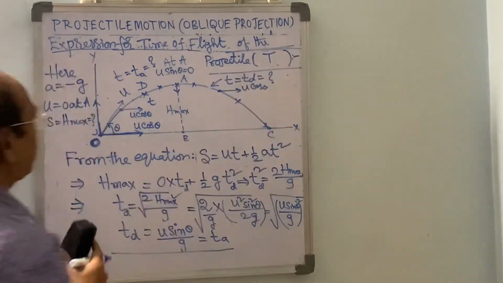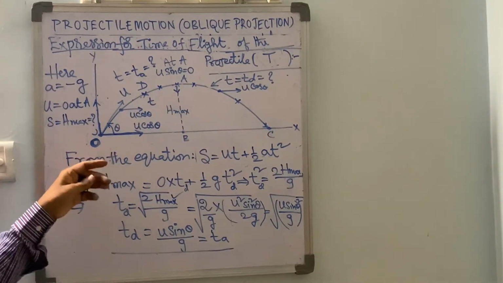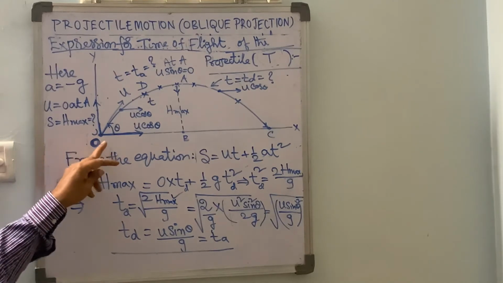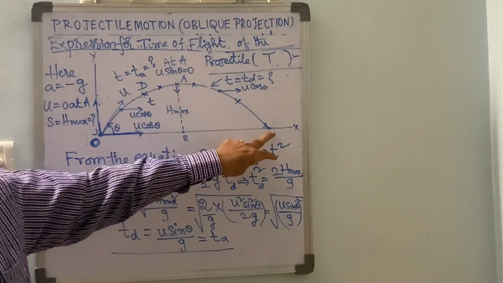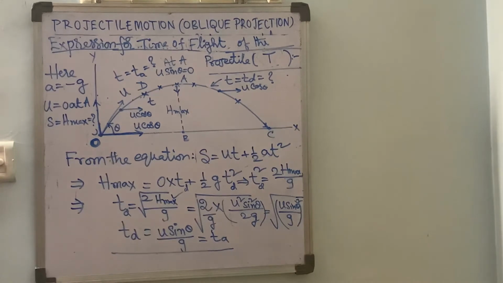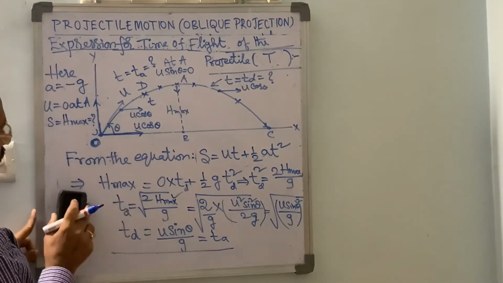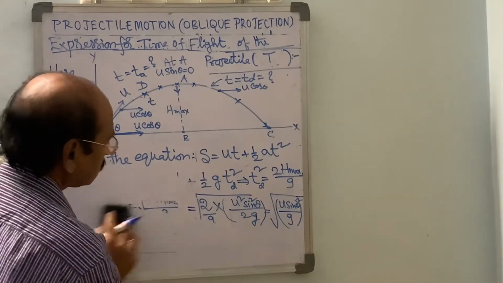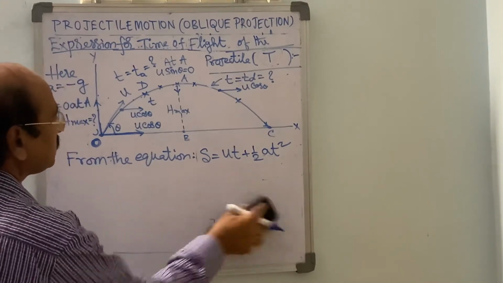Capital T, total journey time, that is from O to A and A to C. After traveling, starting from O, then after passing through A, it reaches the ground at C. The total journey time taken to reach the point C is called the total journey time, capital T, time of flight. This is simply obtained by adding.